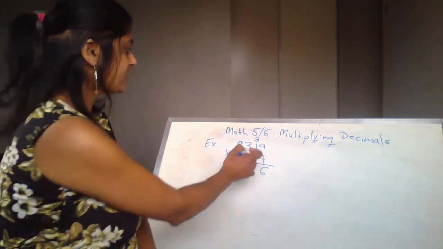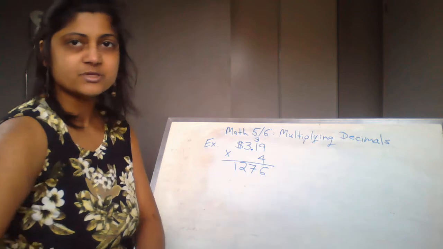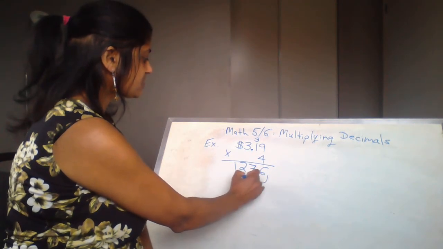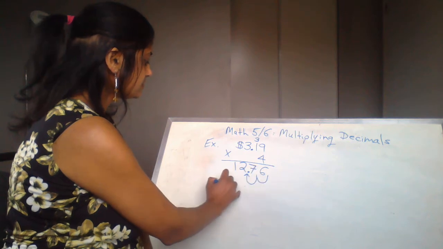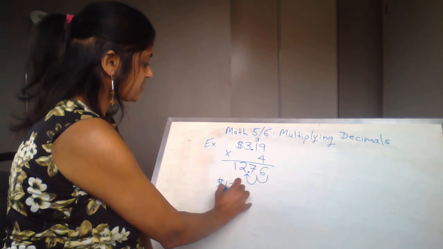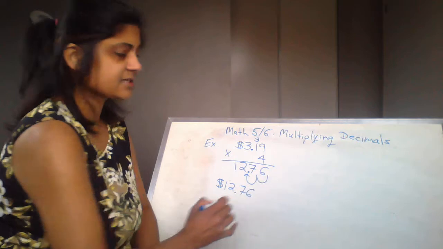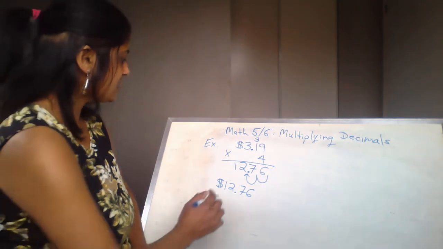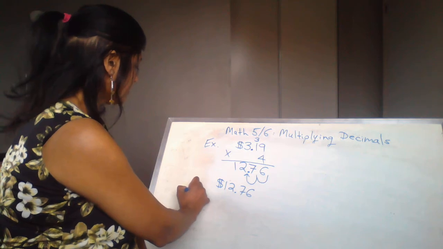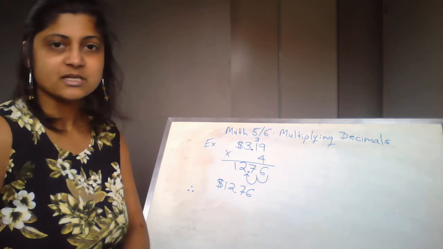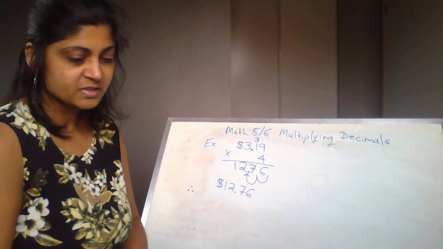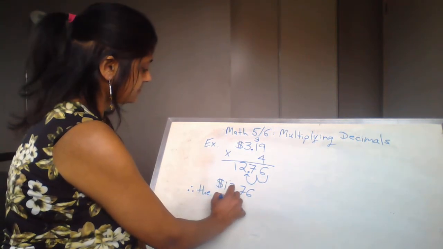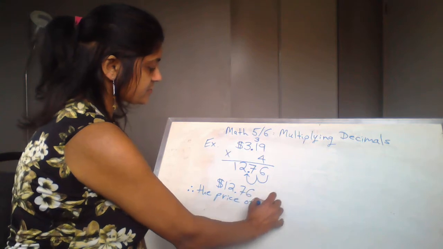So we're getting 1276. Okay, again, I have 2 numbers after the decimal place. So I'm going to move this over 2 times. So my answer is actually $12.76. Everyone sees that? Okay, and so let's put like a therefore statement here. So 3 triangles actually mean therefore. So therefore let's put the price of 4 posters.